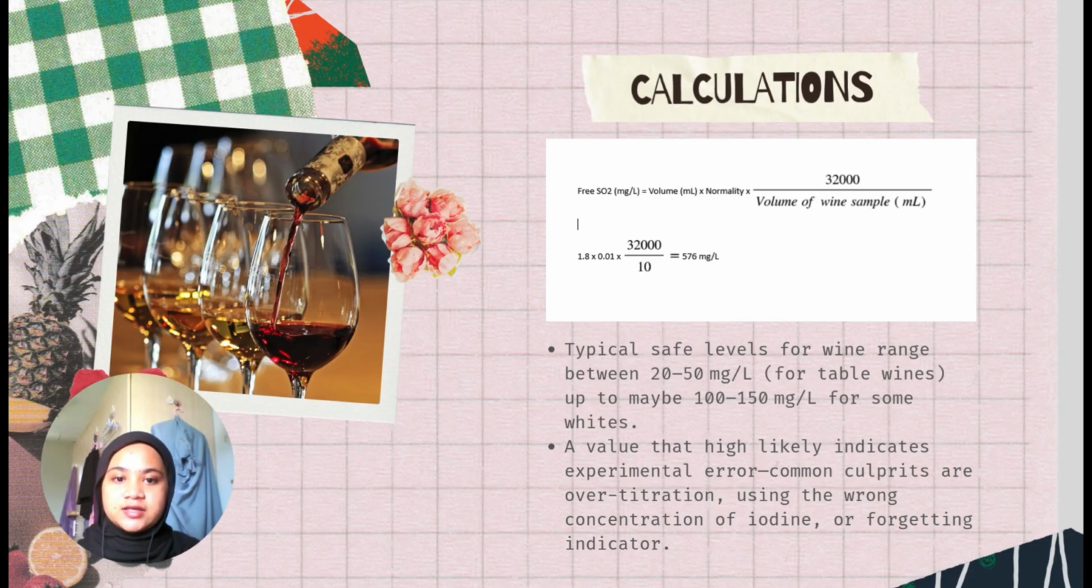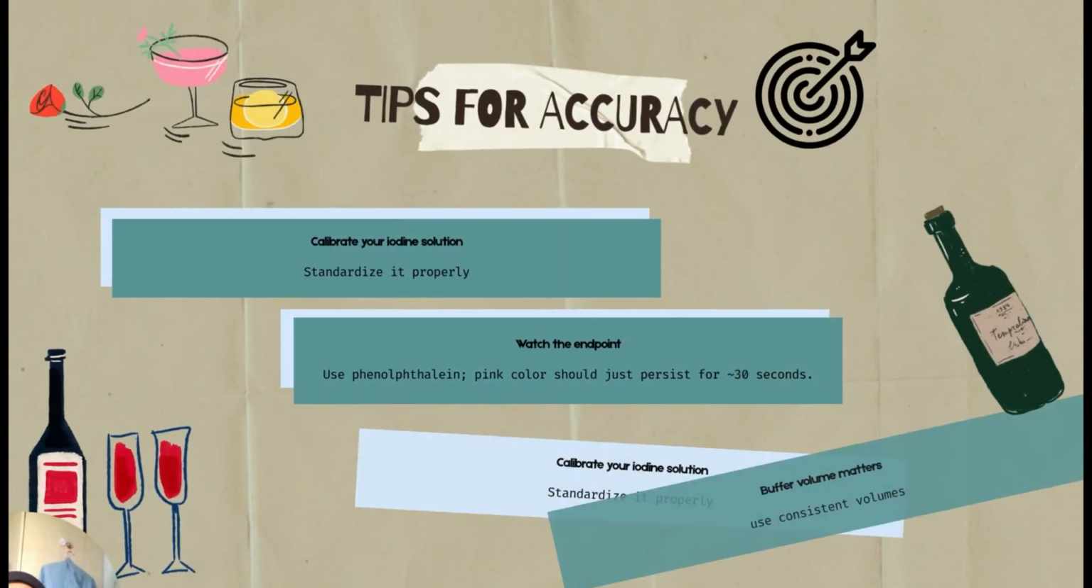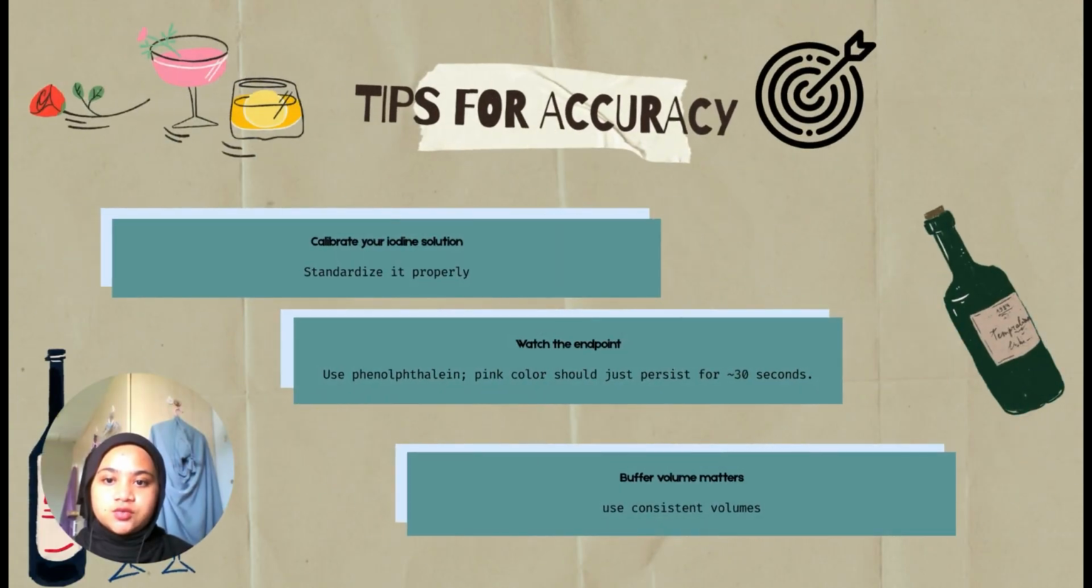This is extremely high because the typical safe levels for wine range between 20 to 50 mg per liter for table wines and up to maybe 100 to 150 mg per liter for some whites. A value that high likely indicates experimental error, either over-titration, using the wrong concentration of iodine, or forgetting the indicator. Because its exact concentration may change over time due to oxidation, light exposure, or incorrect storage.